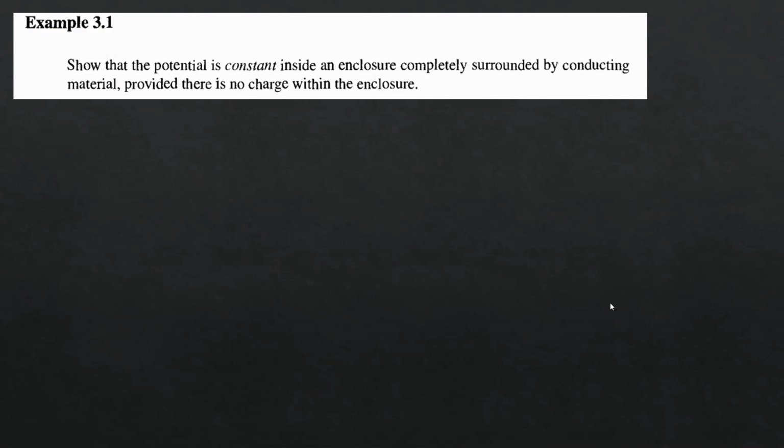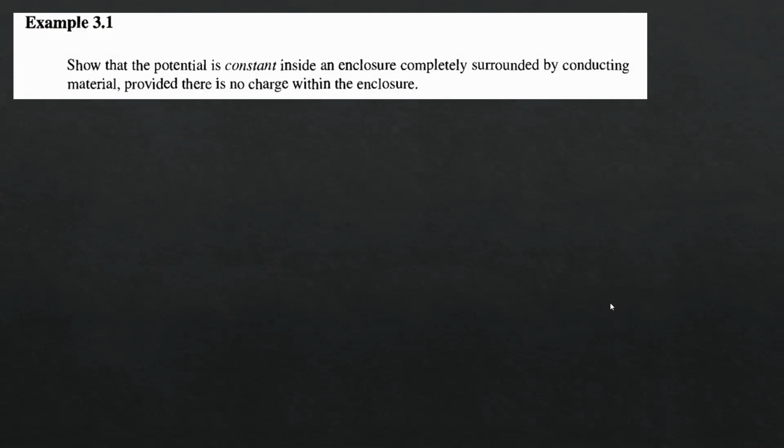This is the third chapter of Griffith's book, that is, special techniques. Here it's about the uniqueness theorem and image charges, the method of images. These two will be the main focus in this video.